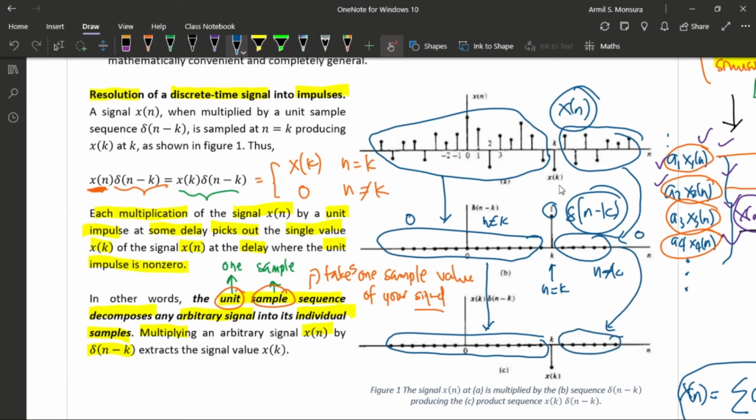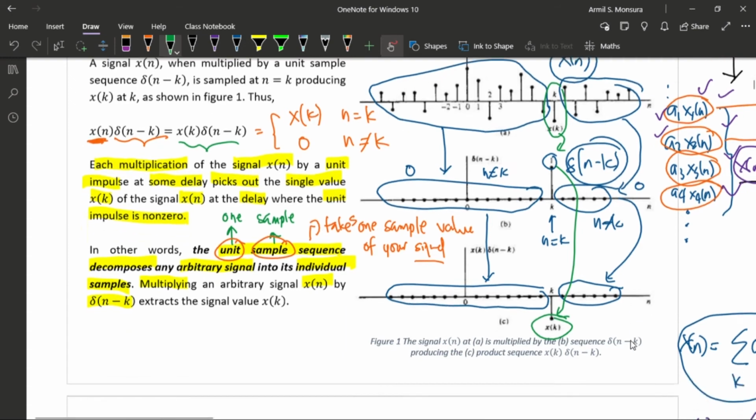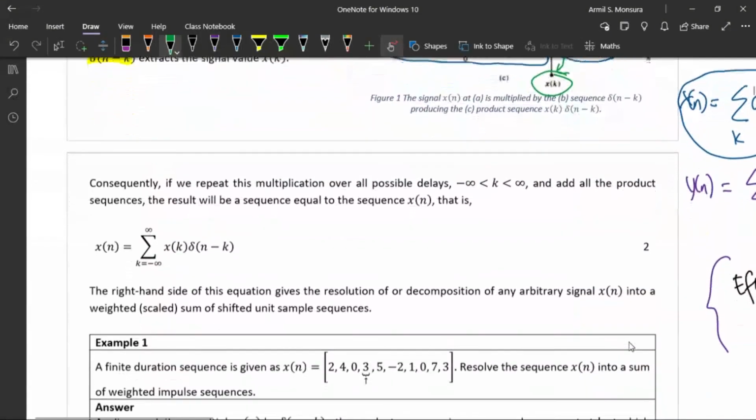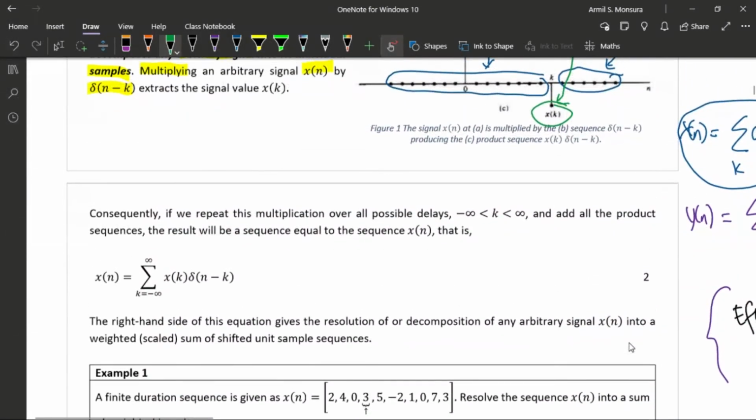Now, what will happen? Itong nag-iisang value ninyo, or itong signal sample na to, which is x of k, pag yan, multiply nyo sa 1, ang magiging product niyan is, of course, the sample value itself. So, that's the graphical explanation of what I am trying to explain earlier. Okay? So, that's the decomposition.